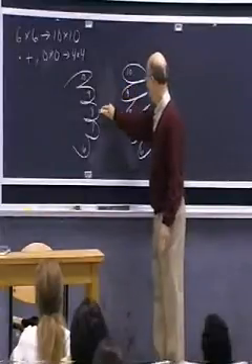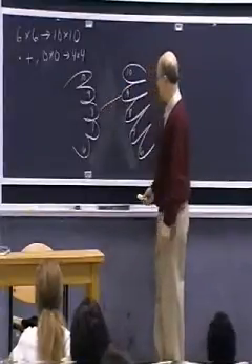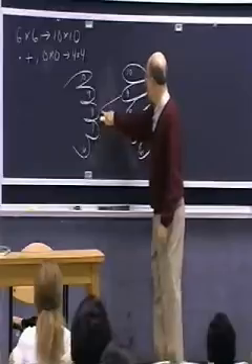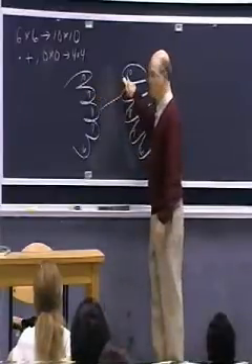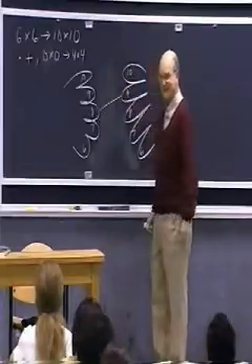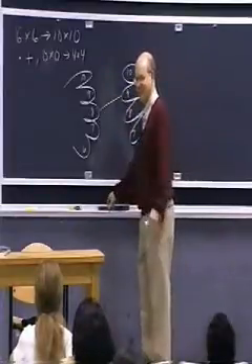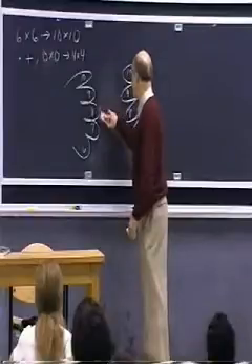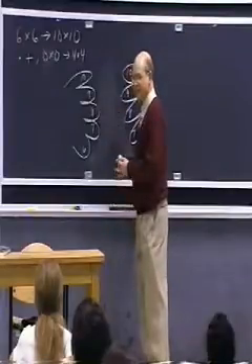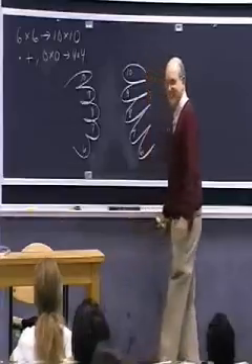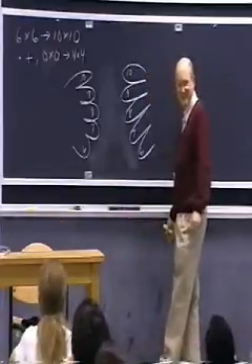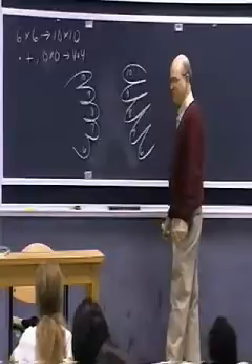8 times 9. 10, 20, 30, 40, 50, 60, 70. 2 times 1 is 2, 72. Okay? So one way we could prove it is just do all the possibilities, because there aren't very many. But then I'll say, what happens if we'd all been born with 6 fingers? Does it still work?